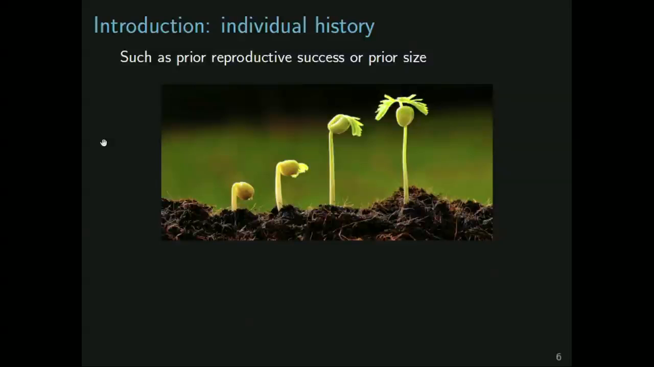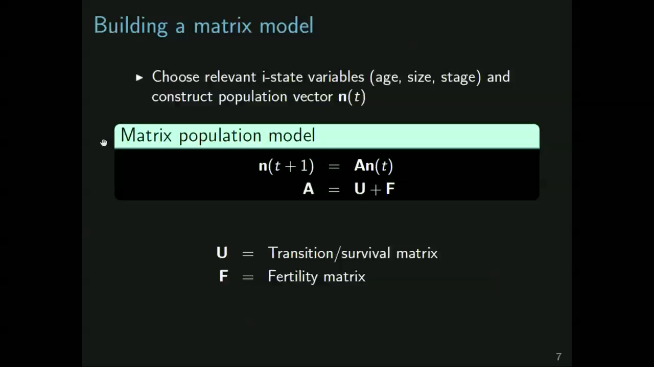So first I'll remind you of how we build a matrix model, a first-order normal matrix model. The first step in doing that is choosing the relevant i-state variable. Examples of these are age, size, stage. From this i-state variable, we construct a population vector, which we then project forward with a population projection matrix, A. And A can be split into a part that deals with transitions among states by existing individuals, which is U, and a part that deals with fertility, F.